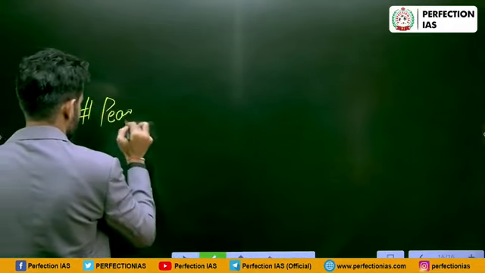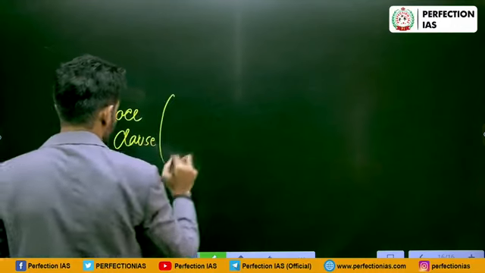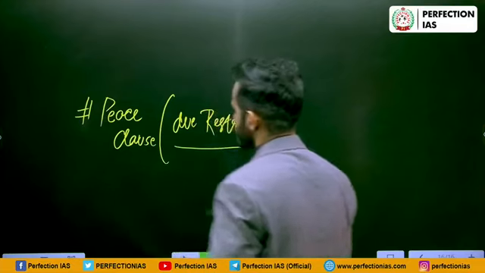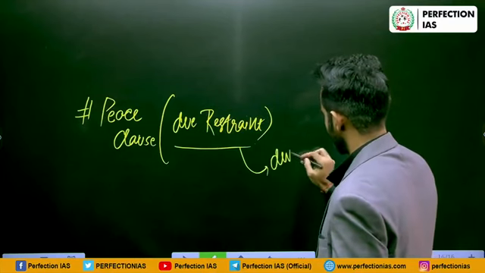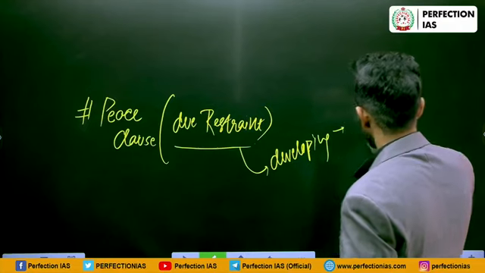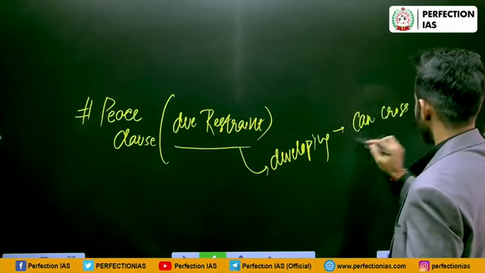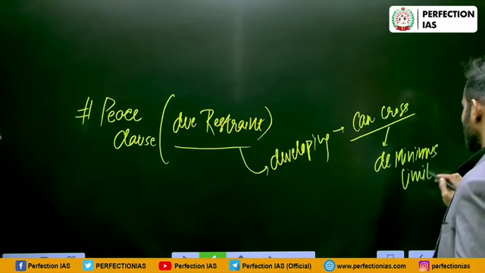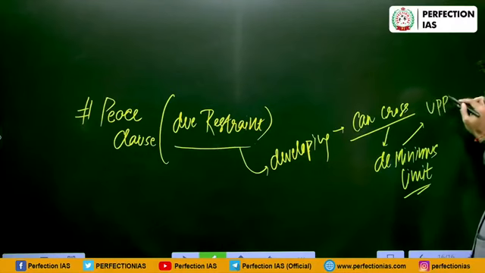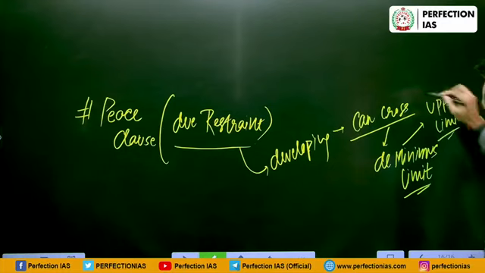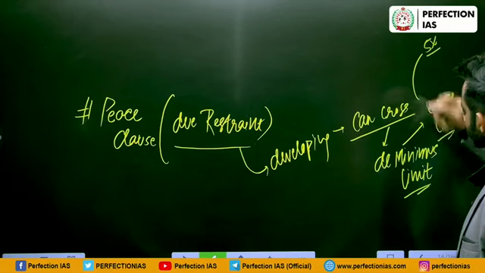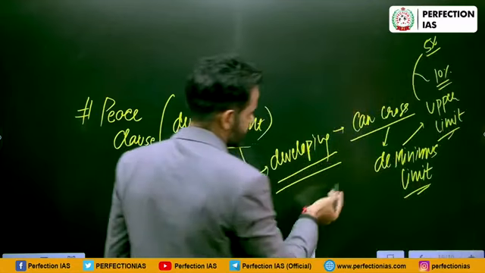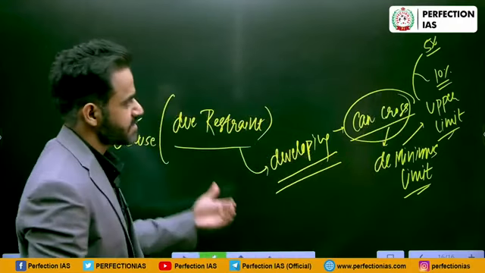It is peace clause or due restraint. What is peace clause or due restraint? It means developing countries can breach or can cross the de minimis limit in certain circumstances. What was de minimis limit? That means ceiling limit or upper limit. What was that upper limit? For developed nations it was 5% and for developing nations it was 10%. So peace clause means developing nations can cross this ceiling and they can provide subsidies higher than this 10% limit.